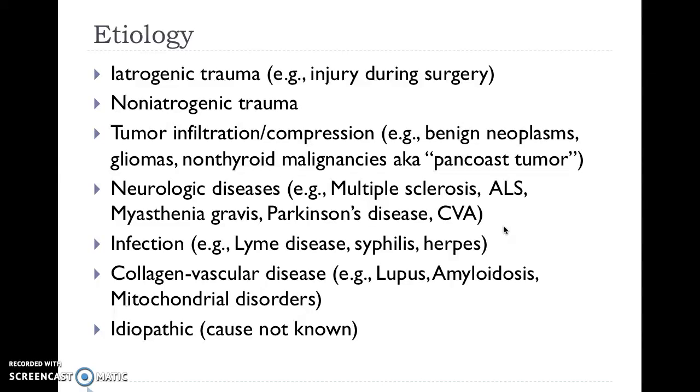There are many causes associated with vocal fold paralysis and paresis, such as iatrogenic trauma, which involves damage that occurs during surgery, and non-iatrogenic trauma, which could be tumor infiltrations and compressions. There are also neurological diseases that can cause paralysis and paresis. Infection and collagen vascular diseases can also cause damage to the vocal folds, as well as idiopathic causes, which are causes that are unknown.